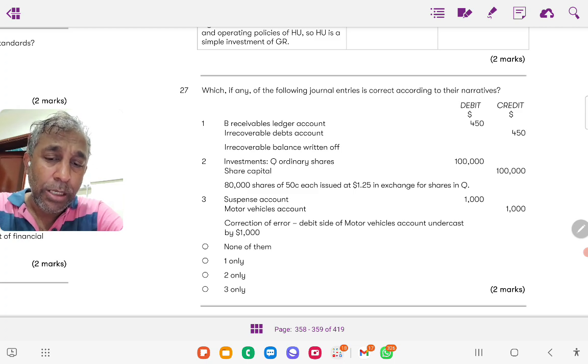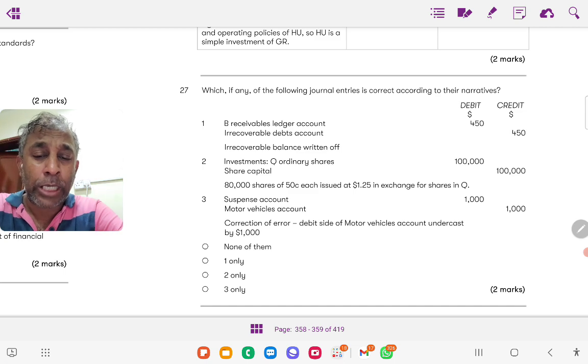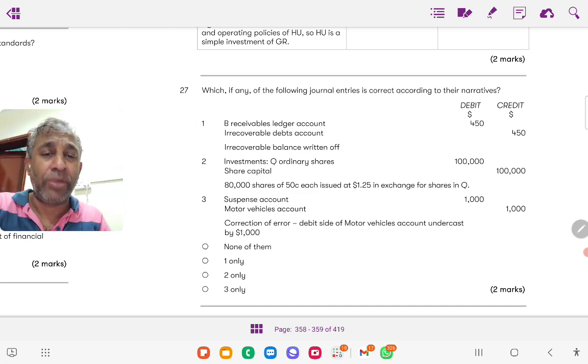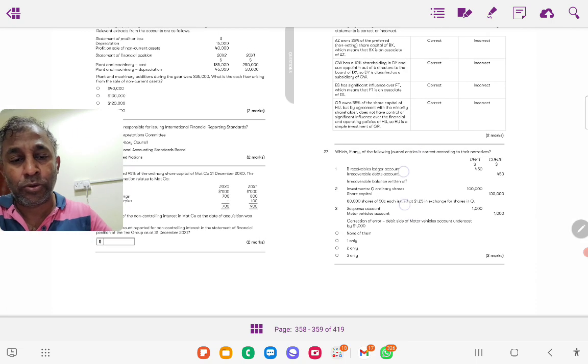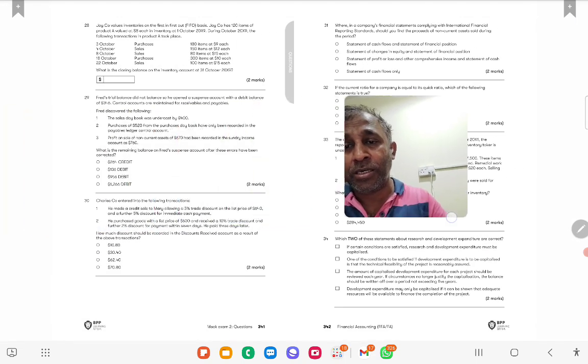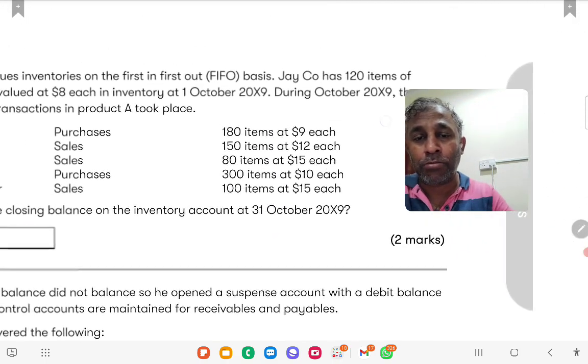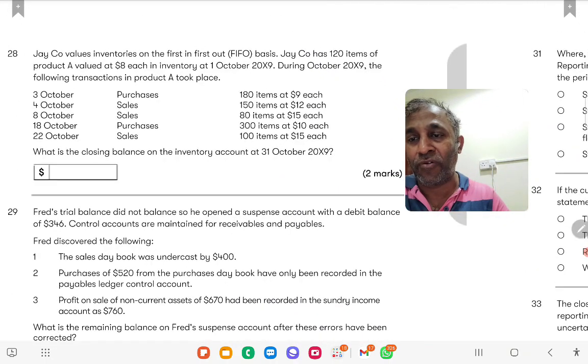So that means if you do that, again the total will tend to go down. So that answer is also wrong. The question is, which, if any, of the following journal entries is correct according to their narratives? None of them. So the answer to question 27 is the first answer, none of them. Let me see what question number 28 is asking for.